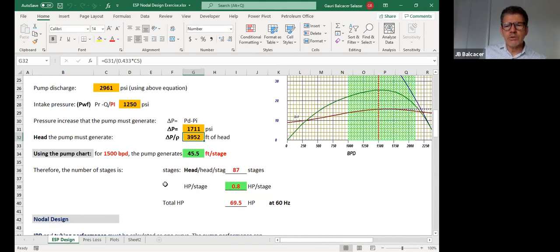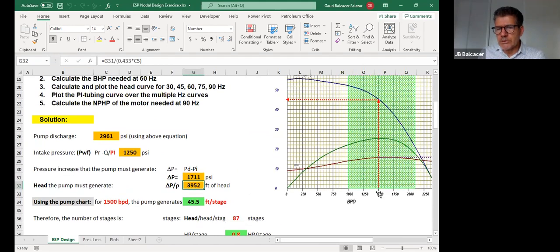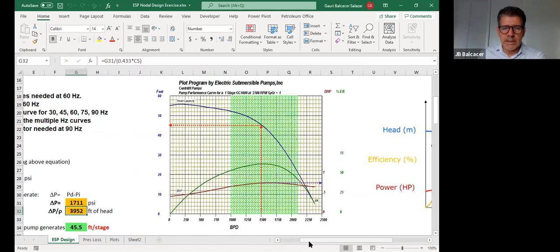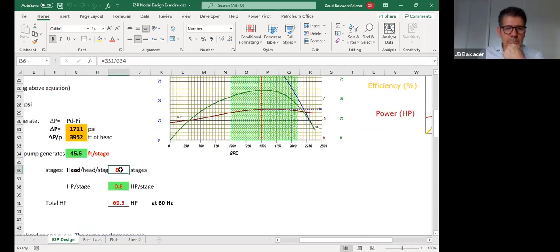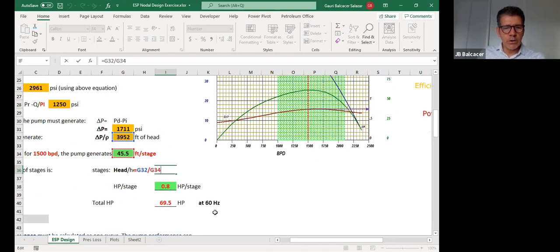So in this case, using the pump chart for target production of 1,500, which is the one right here, the head capacity is around 45.5 feet per stage. With that, the number of stages is based on the feet per stage and the head that we have calculated right here. So we have the number of stages, which in this case is 87, based on the calculation we have performed.